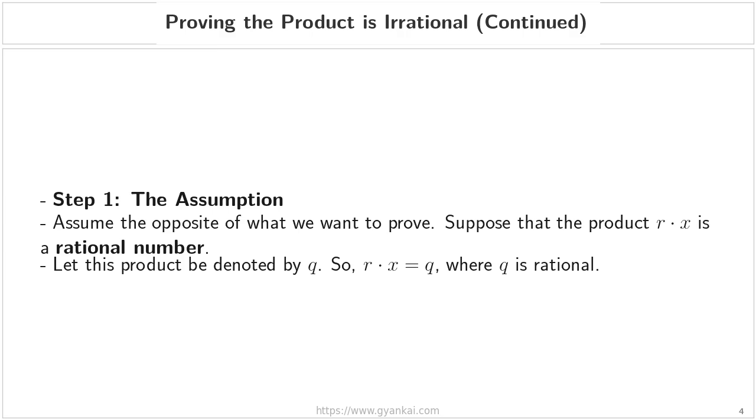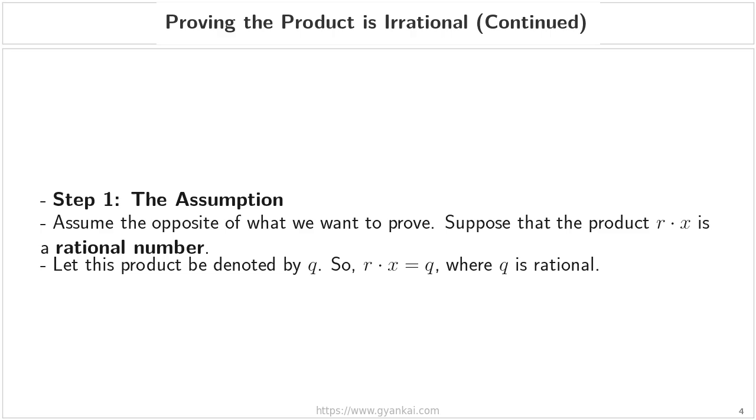So, let's temporarily suppose that the product of r and x is actually a rational number. To make our algebra cleaner, let's give this product a name. We will denote this product as q. So, we can write the equation r times x equals q, where q is a rational number. Keep this assumption in mind, because in the next few slides, we are going to show that this very assumption leads to a logical impossibility.